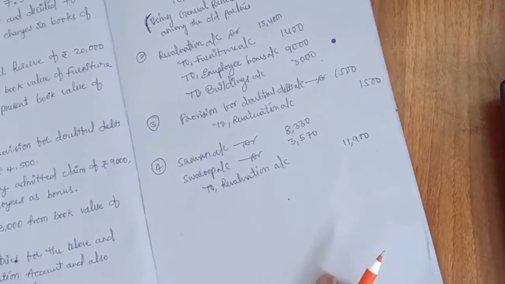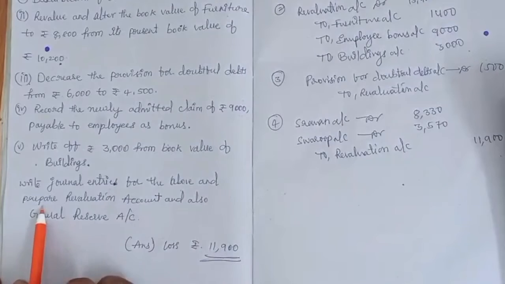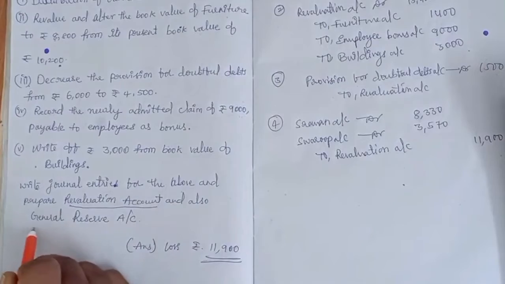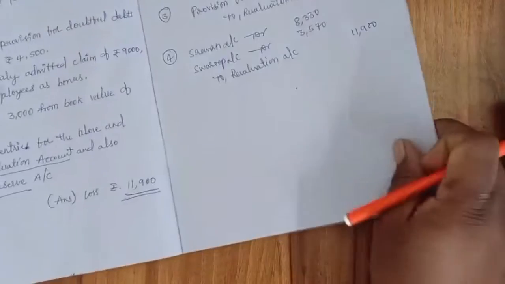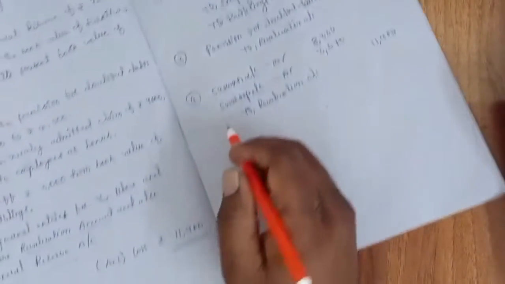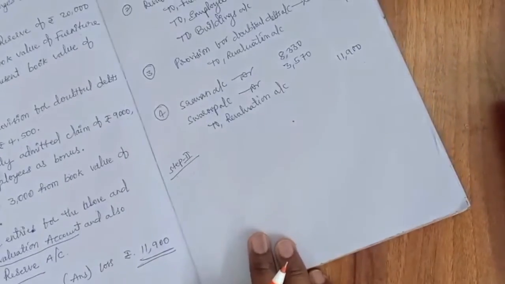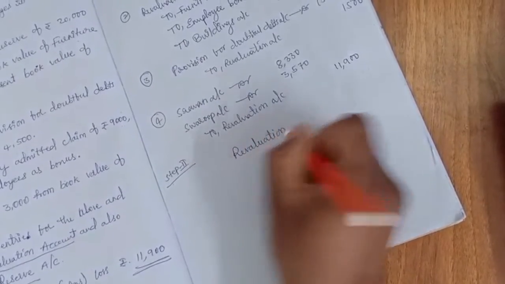So when you finish the journal entries, what is it asking? Write journal entries for the above and prepare revaluation account. We need to prepare again revaluation account and general reserve account. Okay, let us prepare the revaluation account. Next thing, this is step number 1, journal entry. And what is step number 2 here? We are preparing the revaluation account.